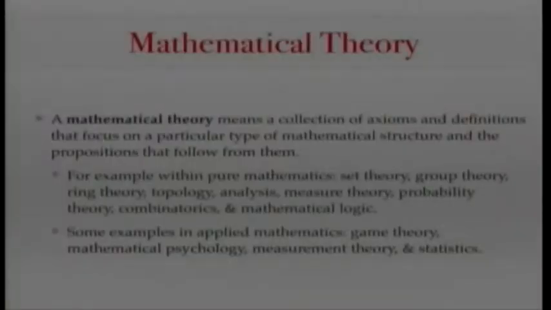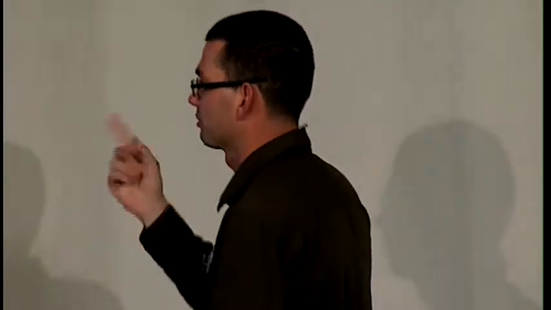So usually, it's a collection of axioms and definitions. And it focuses on a particular type of mathematical structure, and then what you could prove, the propositions from them. Some examples in pure math: set theory, group theory, combinatorics, which we'll see today, as well as probability theory, and in applied math, game theory, which we'll look at today, as well as mathematical psychology, and measurement theory, in case you haven't seen that before.